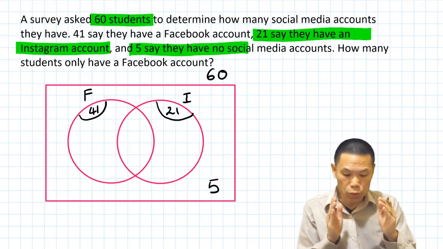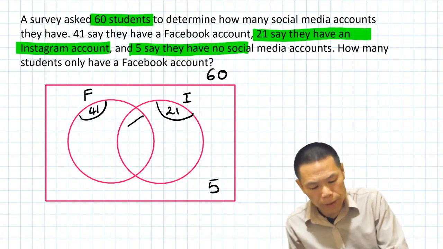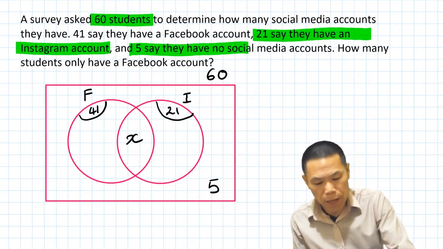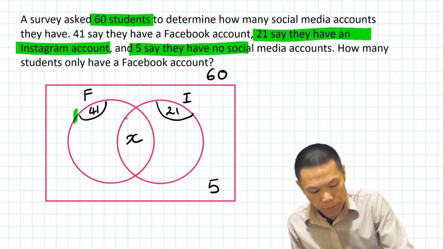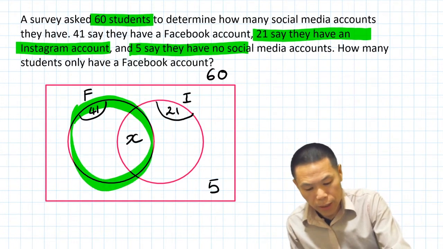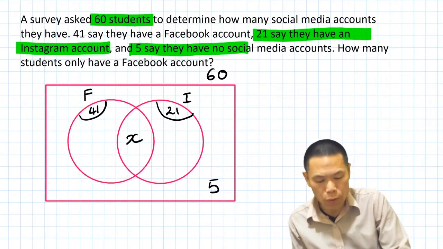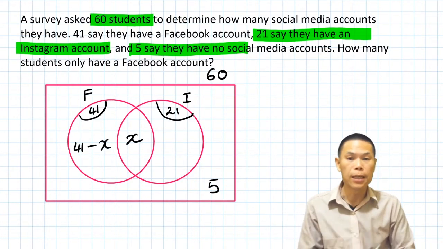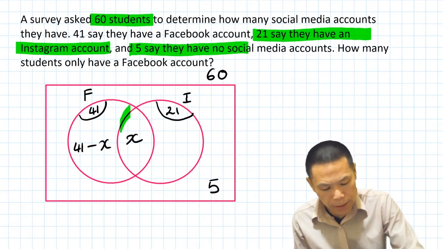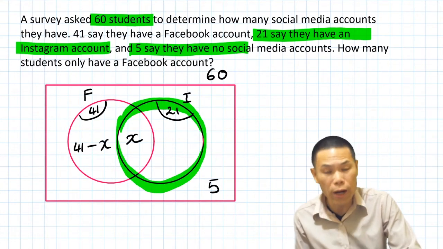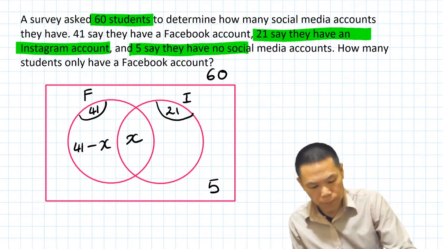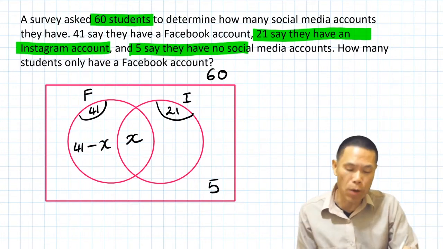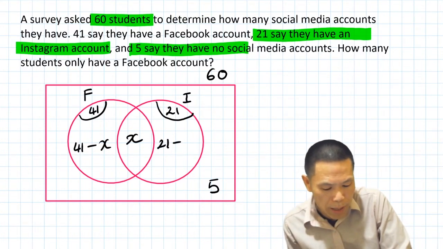Now, to solve this, first we need to find the intersection first. I just label X first. And remember, in this circle here must be 41. So we already have X. So therefore, Facebook only must be 41 minus X. Similarly, okay, this circle here, which is Instagram, must be 21. And we already have X inside the region. So this means that Instagram only is 21 minus X.